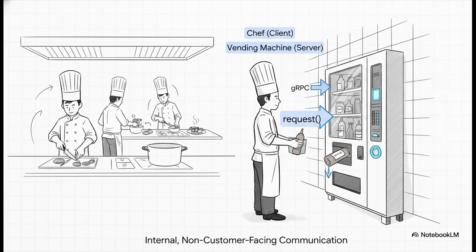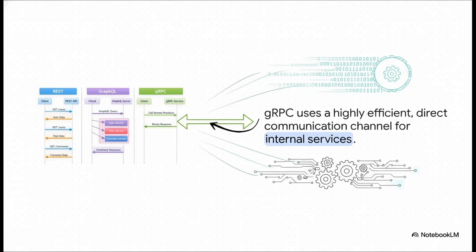Think of gRPC as a high-tech vending machine that only the kitchen staff uses. When the chef at the grill needs more spices from the prep station, they don't have to walk over or shout. They just punch a code into the machine, and exactly what they need is dispensed instantly. It's a system built for pure speed. And this diagram gives you a hint as to why it's so fast.